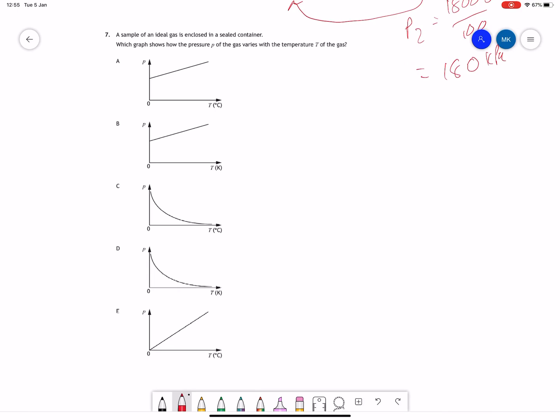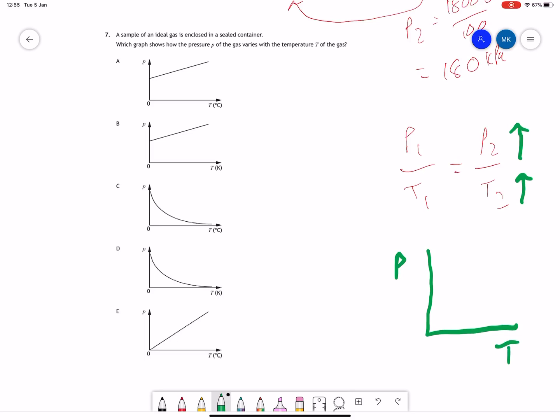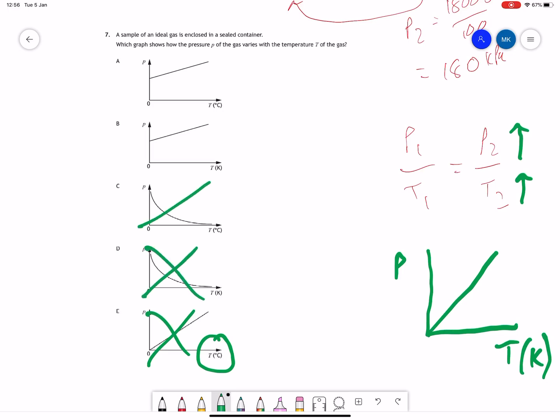Right, number 7, pressure against temperature. Remember pressure, P1 over T1 equals P2 over T2. So as you increase temperature, pressure also has to increase. So you would think that the graph should look like that, but that's only when temperature is in Kelvin, remember. So they tried to trick you here by putting that E in, and E is wrong because it's temperature in degrees C. So you should know it's not that one. It's definitely not C or D because they go the opposite way. So the answer has to be A or B.